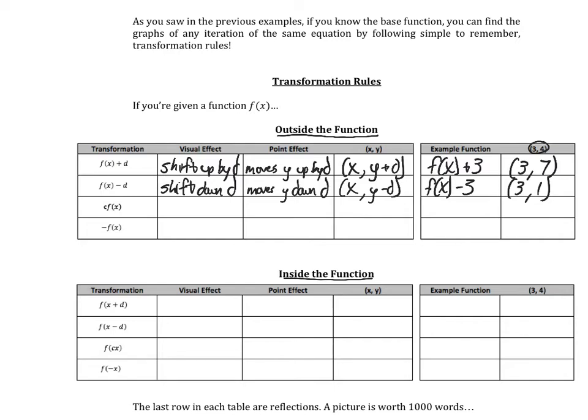c f of x, where c just represents a constant. It means we're multiplying the function by some constant on the outside. So c times f of x, what effect does that have on the graph? Visually, it dilates by c. Dilates means shrink or enlarge. So your graph is going to become either bigger or smaller by this c amount.